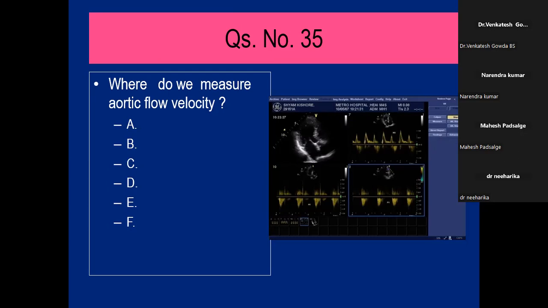Subcostal, 3. Suprasternal, 4. Right parasternal, 5. Right parasternal. Parasternal short axis view also.